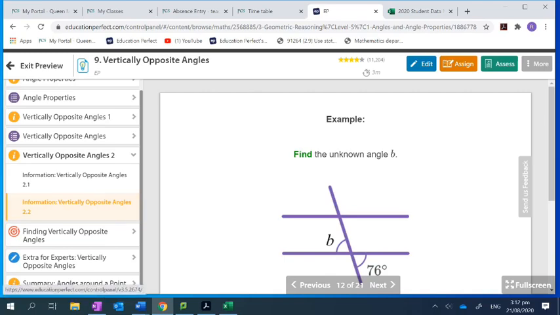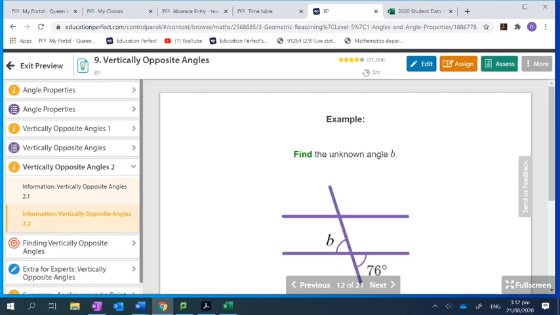All right. So, any angles that are vertically opposite are going to be equal. Okay? Now, so.